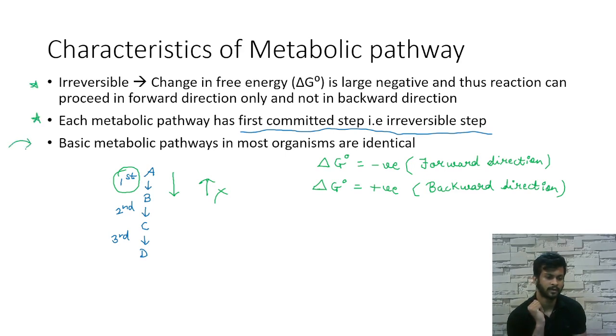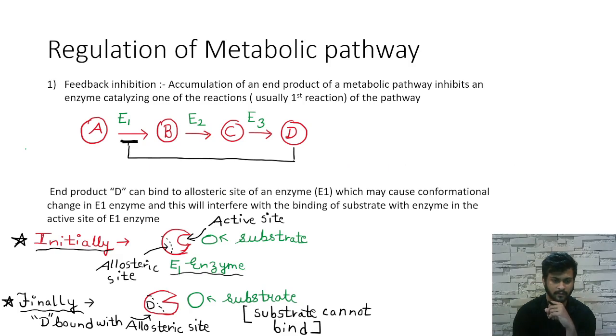The third point is that basic metabolic pathways in most organisms are identical. You have to remember this point. It can be asked in the options as it is. For example, in a CSIR NET Part C question, you may get an option that in most organisms basic metabolic pathways are identical. This is a correct statement. Let us move to the next slide: regulation of metabolic pathway. Regulation is very important.